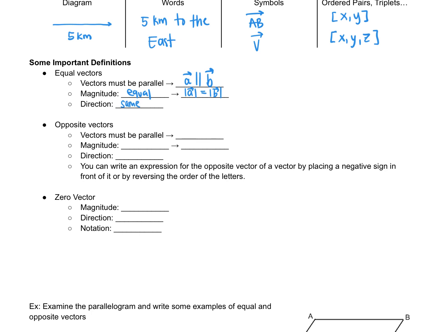Okay, because remember, just because vectors are parallel, it doesn't mean the directions are the same, because they can be going in opposite directions. So here's a visual example of two equal vectors. Let's say this is vector A.